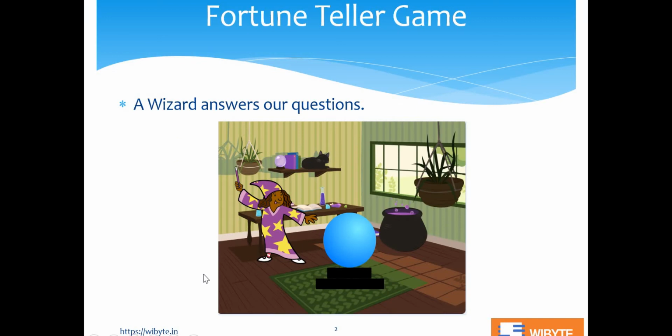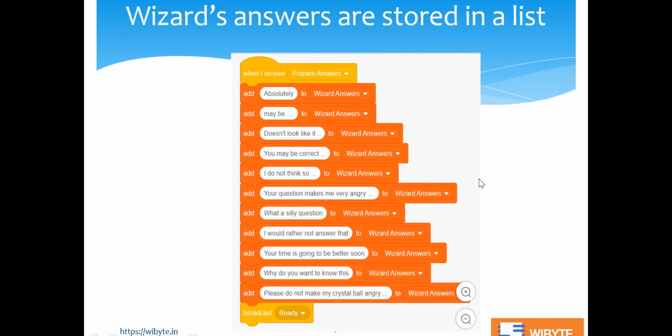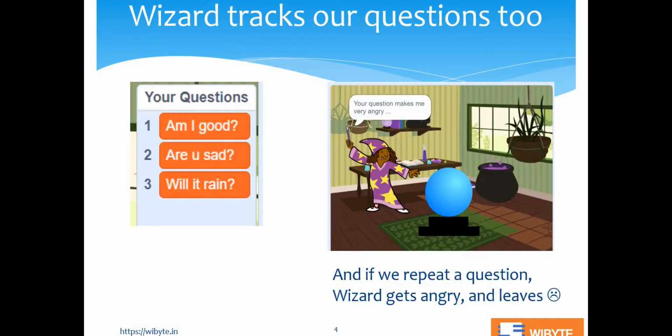remember the Fortune Teller game is this interesting game where we have this wizard who answers our questions, and the wizard does that because its answers are all stored inside a list, right? So we first prepare this list with a particular broadcast. We add all these elements to the list, and hence this list, wizard answer, gets prepared, from which the wizard keeps answering our questions. Now, as the wizard answers our questions, it also tracks our questions. What that means is that it keeps track of what we are asking.